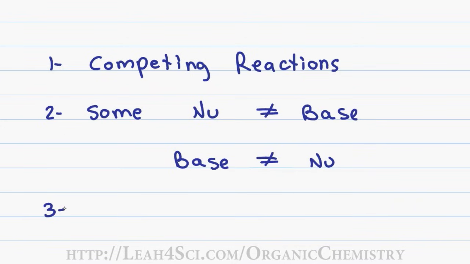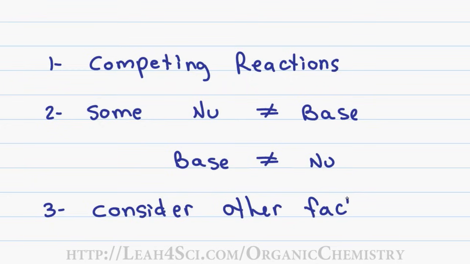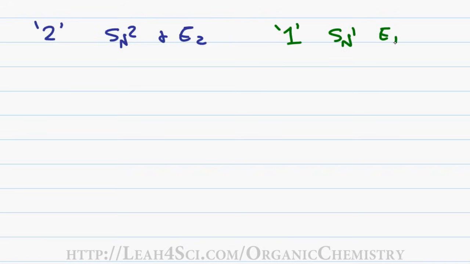And the third thing to keep in mind is that you cannot look at just the attacking molecule to determine if it's a nucleophile or base, but you will also have to look at outside factors, including the carbon holding the leaving group, the potential to form a carbocation, and the solvent that the reaction takes place in. So while it's difficult to distinguish, knowing that there are competing reactions, it's easier to first look at your molecule and determine if it will undergo a 2-type reaction, such as SN2 and E2, or a 1-type reaction, such as SN1 and E1.